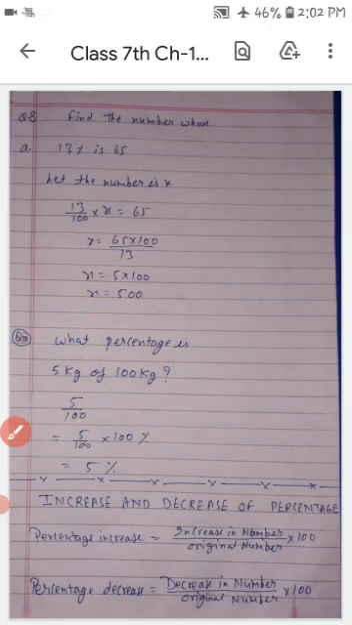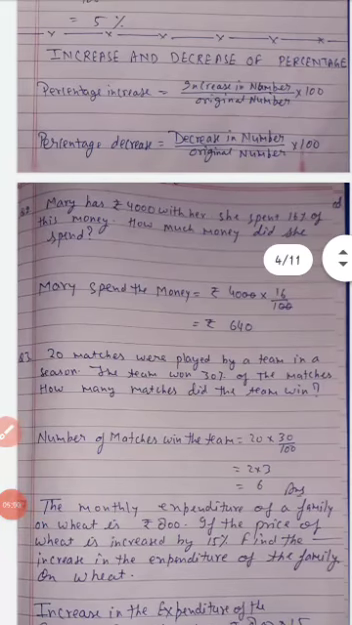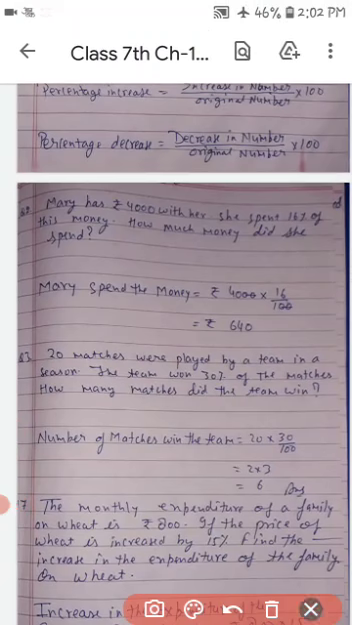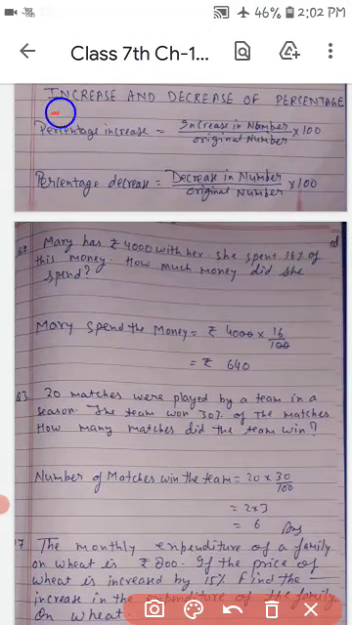Increase and decrease of a percent. Now percentage increase is equal to increase in number upon original number into 100. This is the formula of the percentage increase. Now formula of the percent decrease is equal to decrease in number upon original number into 100. This is the formula of the decrease percent.